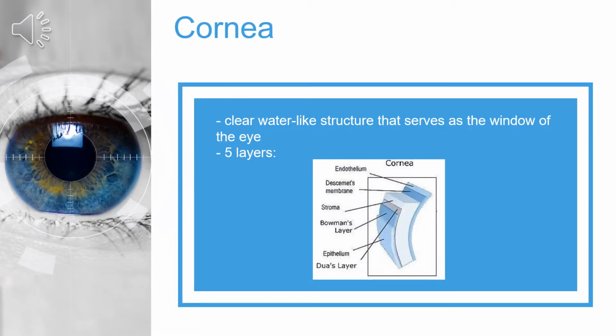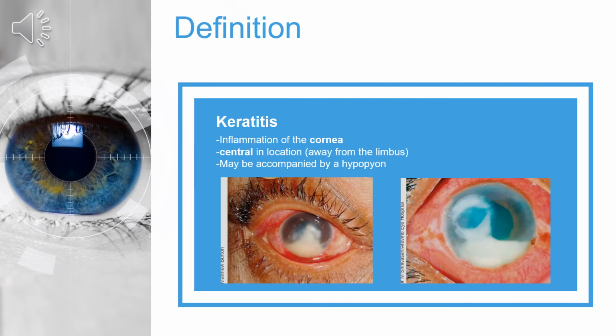The cornea is a water-like structure that acts as the window of the eye. It consists of 5 layers, namely the epithelium, Bowman's layer, stroma, Descemet's membrane, and endothelium. Apparently, the cornea is not spared from diseases, and one of which is keratitis.